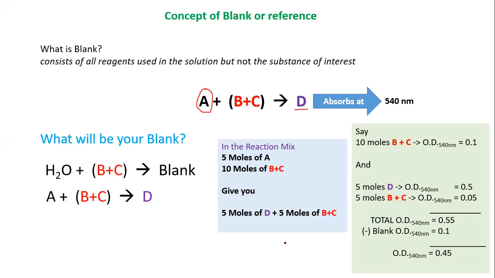So we will not take 10 moles of B plus C. Instead, we will take a lesser amount. Okay. How much less will you take? Maybe half of it. So you will take only 5 moles of B plus C. You want to say this?